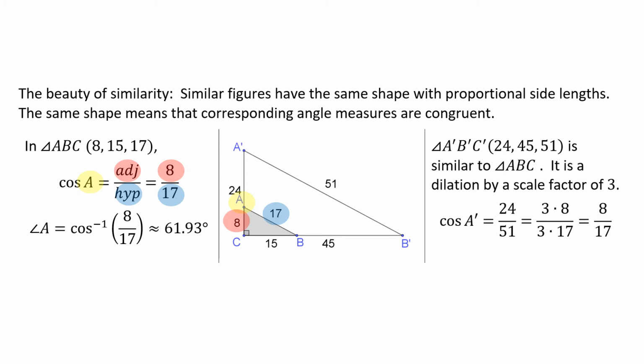So if we're looking to find the measure of angle A prime, and we wanted to use the cosine again, then we locate where that angle is, and we say that our adjacent and hypotenuse sides are 24 and 51. But notice that if our scale factor is 3, we could factor 24 and 51 into 3 times 8 and 3 times 17, lose the 3's, and we come back to exactly the same ratio as that smaller triangle that it was similar with.